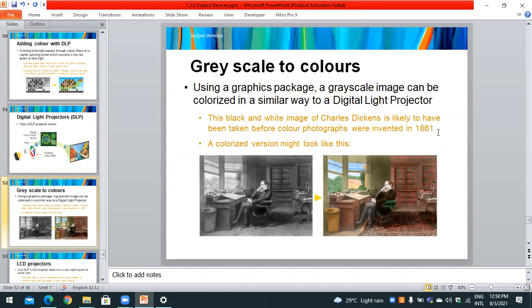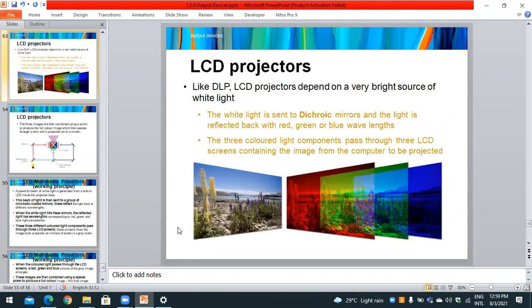This is 1861, a photograph of Charles. You people must have definitely read about him, and he is a writer and a poet as well. So the colored image was basically a gray image through which we have produced a few colors. So this is a very simple technique through which we are producing the overall color.